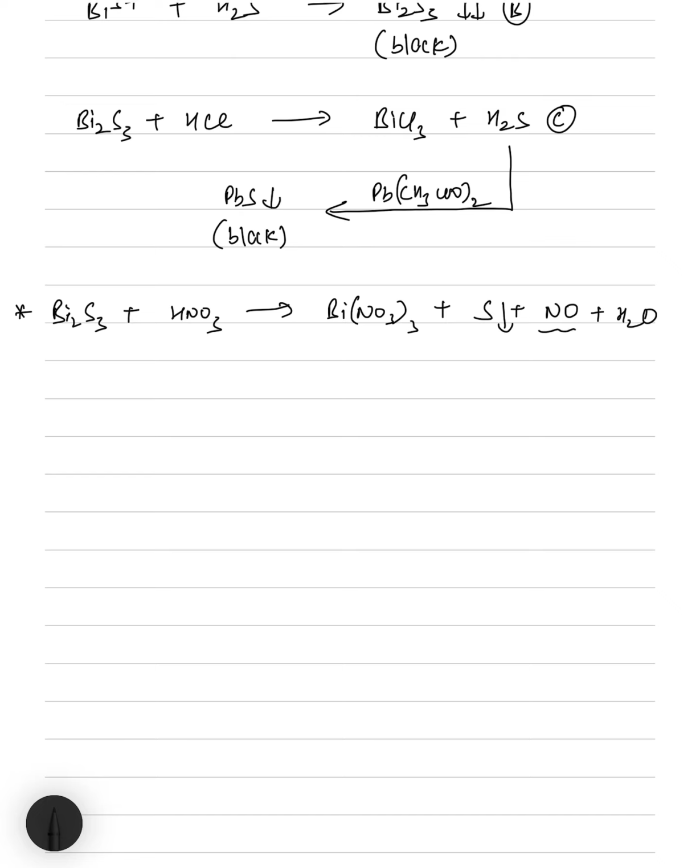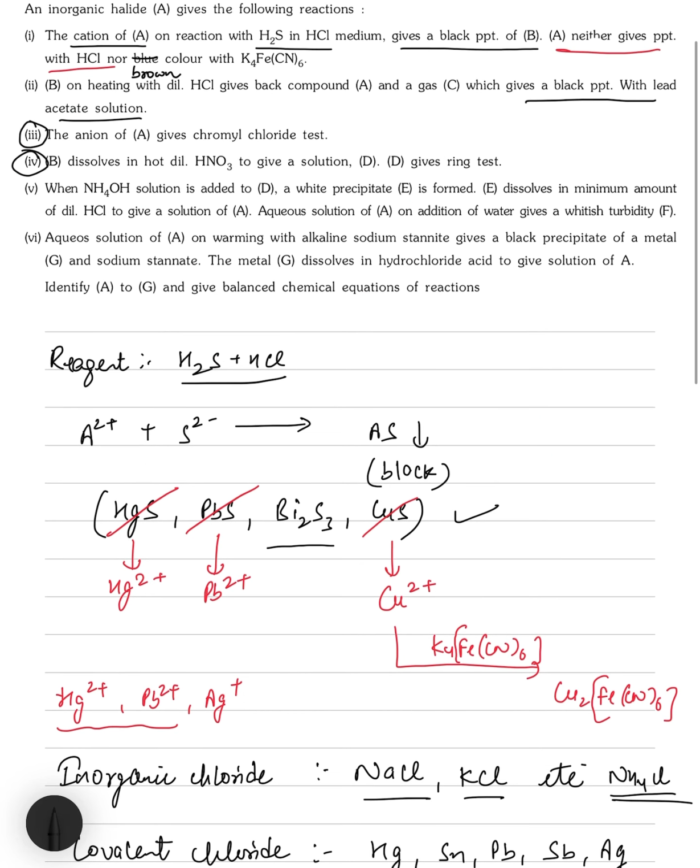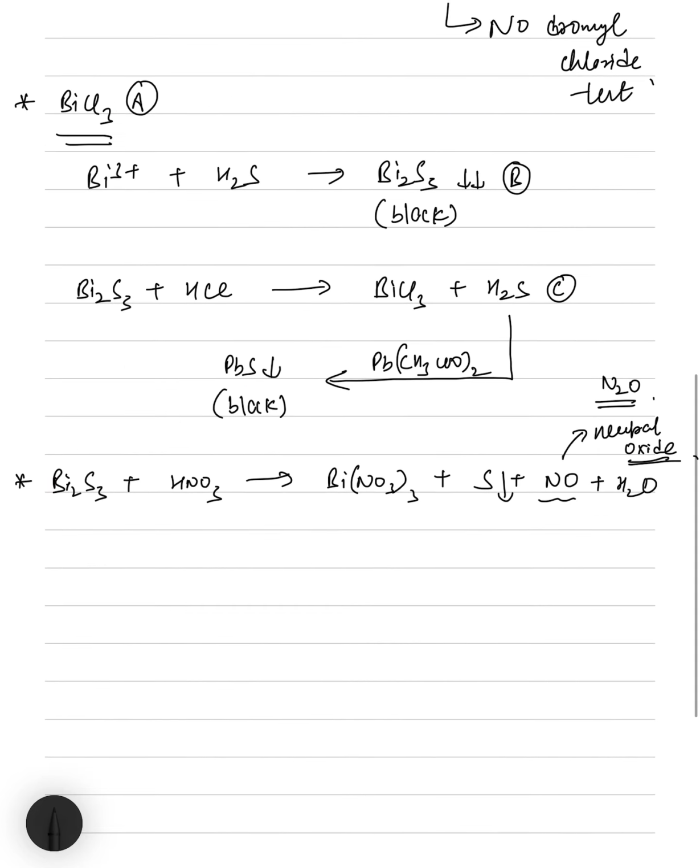Now we know nitric oxide is a kind of neutral oxide. There are oxides of nitrogen which are acidic in nature, and there are a few which are neutral. One of them is NO, the second one is N2O. So these two oxides of nitrogen are neutral in nature. So statement 4 says B dissolves in dilute nitric acid solution to give the compound D, and D gives the ring test.